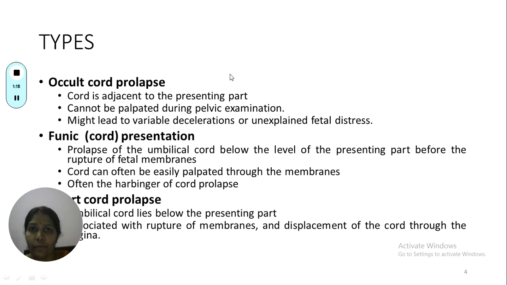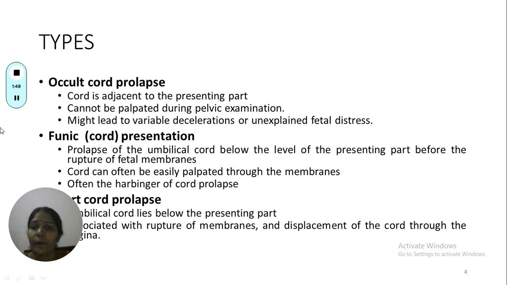So we have types of cord prolapse: the occult cord prolapse, funic or cord presentation, and overt cord prolapse. Coming to occult cord prolapse, the cord is adjacent to the presenting part, beside the presenting part, and it cannot be palpated during pelvic examination. It might lead to variable decelerations or unexplained fetal distress.